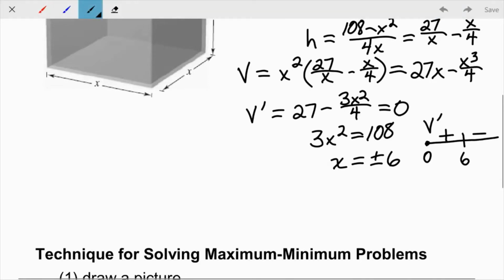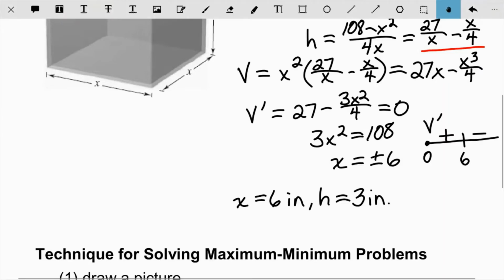So the question said, what dimensions will produce a box with maximum volume? Well, it would be x has to be 6, and that was in inches. And using the substitution that I had earlier, I know that h is going to have to be 3. So those are the dimensions that would produce the box with a maximum volume with the given constraint that I had.